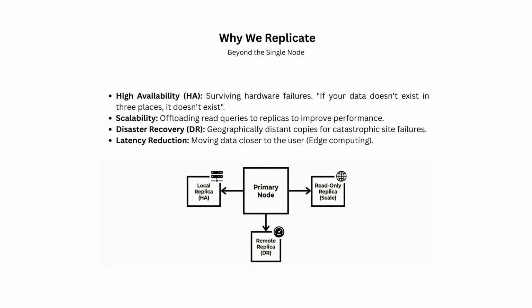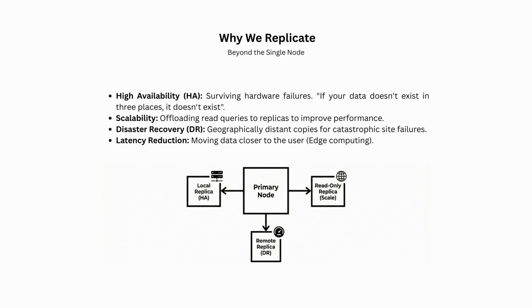Before we argue how to copy data, let's remember why we do it. In a distributed system, we replicate to survive. If a node crashes, and it will, replication ensures the service stays up. But we also replicate for performance, like keeping data geographically closer to a user to reduce load times, or separating read traffic from write traffic.